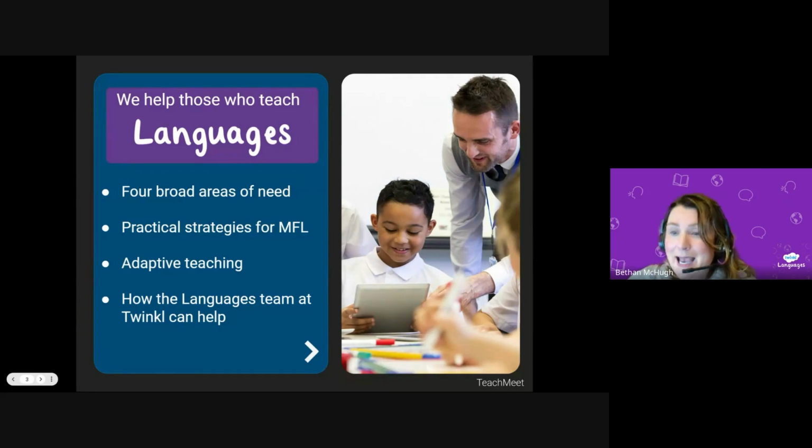And I'll just look at the end at how we at the Languages team can help you with some of the resources that we make. And also, as I'm always at pains to point out, we really try to support as much as we can. If there's a resource you feel you need, or you want something adapted, do get in touch. We do try to help as much as we can with that.